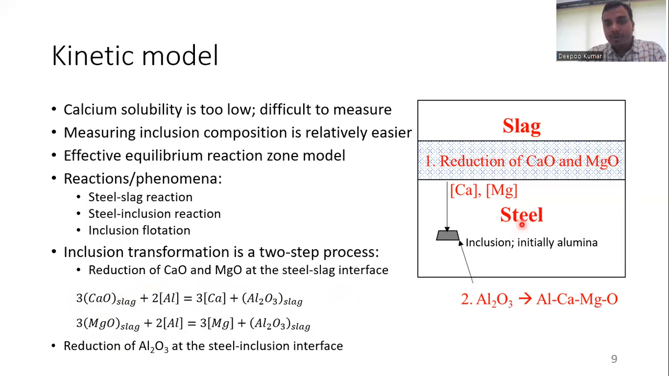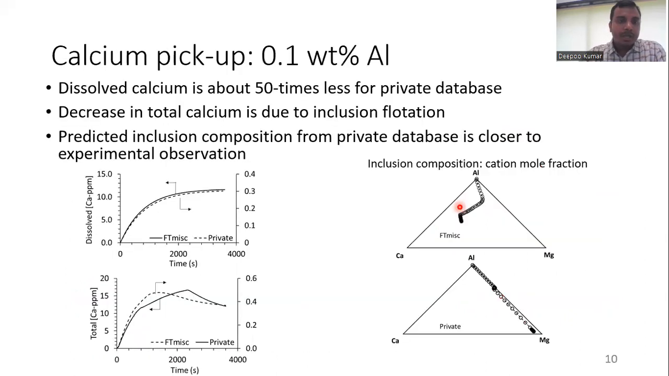Now that you have dissolved calcium and magnesium in steel, that is transported to the steel-inclusion interface, and then these reactions happen in the backward direction, because at that interface the calcium oxide and magnesium oxide activity is essentially 0 in the beginning, and then increases as the reaction proceeds. So essentially, the overall reaction is between the slag and inclusion, but it is mediated by the steel, and the steel mass transfer rate, etc., will come into the picture.